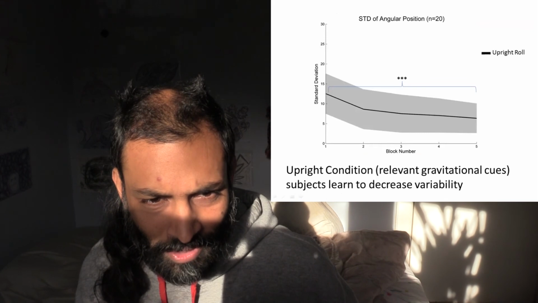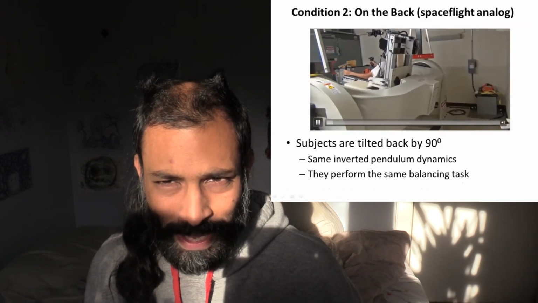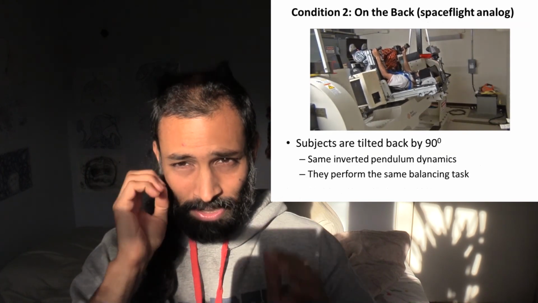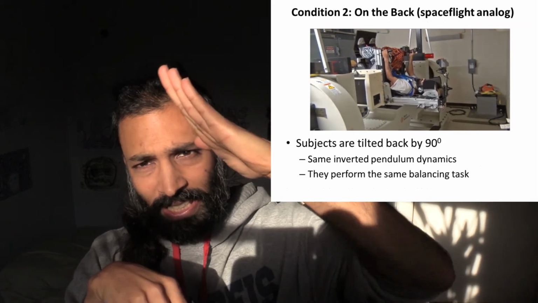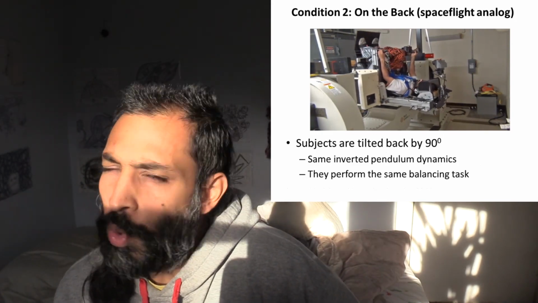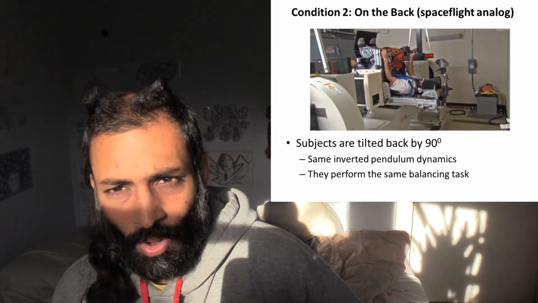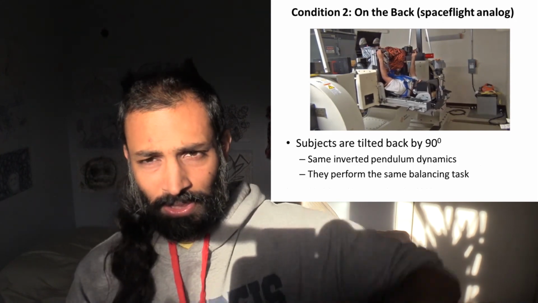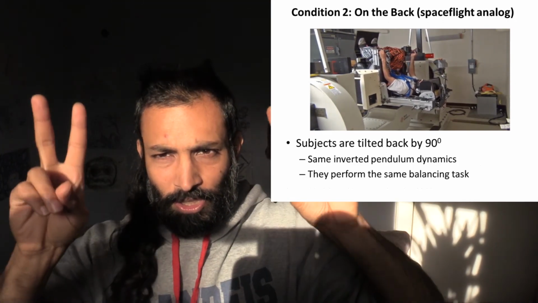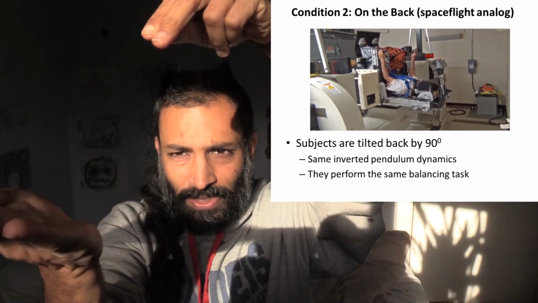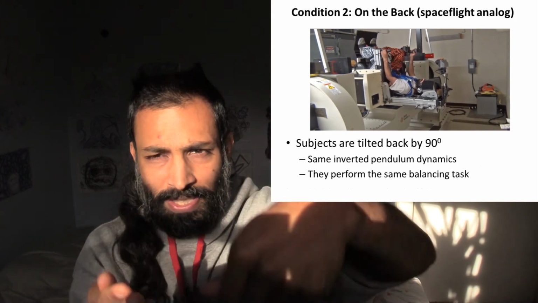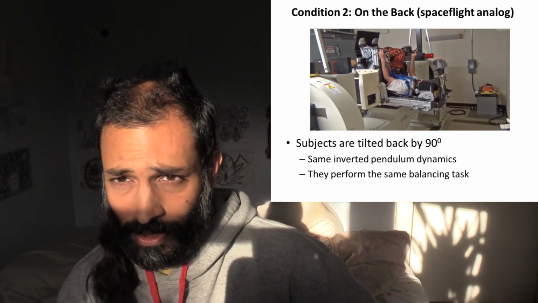Okay, now let's go into my space flight analog condition. So in this, what I do is I take the people, and as you can see here, I tilt them onto their back. Now, what's really cool about this condition is that all the dynamics are the same. Just like in the upright condition where the machine was programmed to fall over, here the machine is programmed to fall, moving to the left or right, and you have to stabilize yourself around that center point, the 0-degree point.